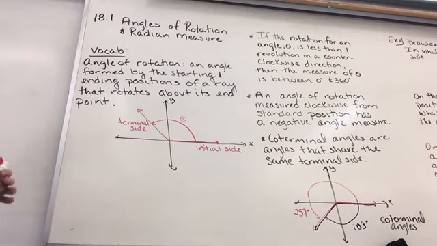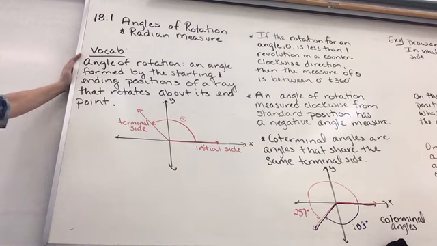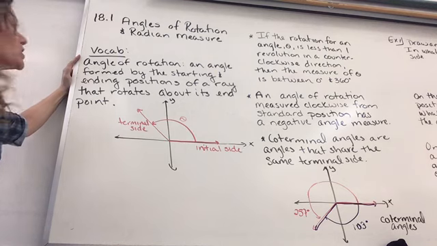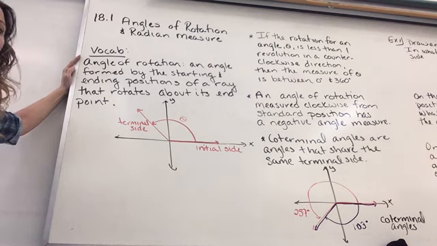Okay, so 18.1, angles of rotation and radian measure. So we're going to talk about some vocabulary. This video is going to be a little bit long. These are some new words, new vocabulary. I want to make sure everybody understands.